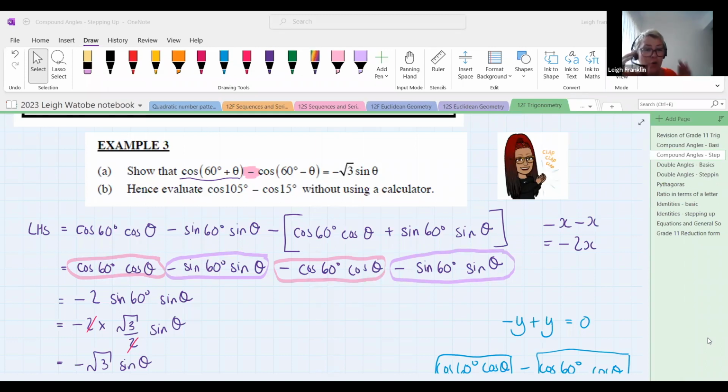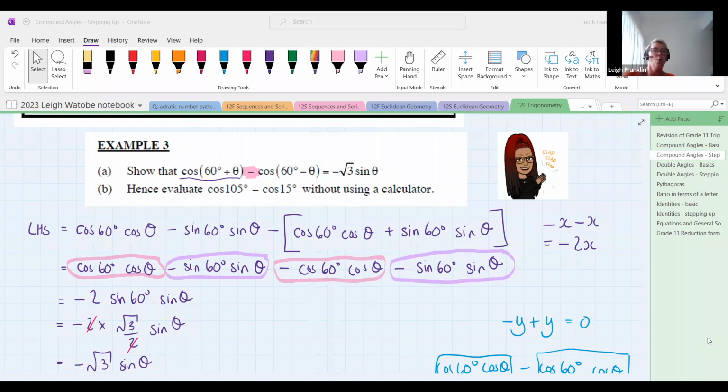Right? So this ties back, oh, just excuse me. Sorry, I thought I was going to sneeze. So this ties back to what we were doing at the beginning of this lesson and last lesson, where they're asking us to evaluate trigonometric expressions using our compound angle formulae.